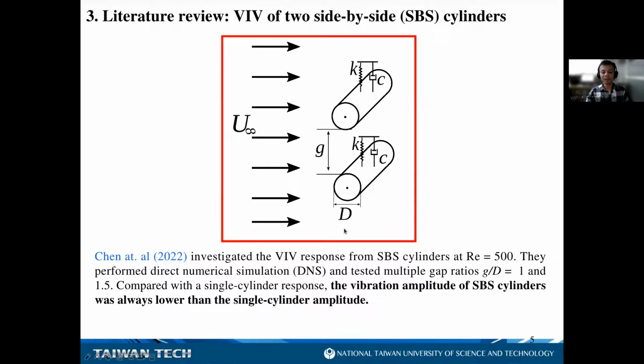This is the typical example of VIV of tandem-based cylinders. Here we have the tandem vibrating cylinders. G means the gap between the tandem cylinders, which is the surface-to-surface distance between the two vibrating cylinders. Based on the Chen result, they used DNS to simulate VIV of the tandem cylinders at Reynolds number 500. They found that the vibration amplitude of the tandem cylinders is always lower than the single cylinder amplitude. So based on this result, we try to enhance the VIV response of tandem cylinders, because for energy harvesting devices such as VIVACE, we need higher amplitude to increase the efficiency of the energy conversion.